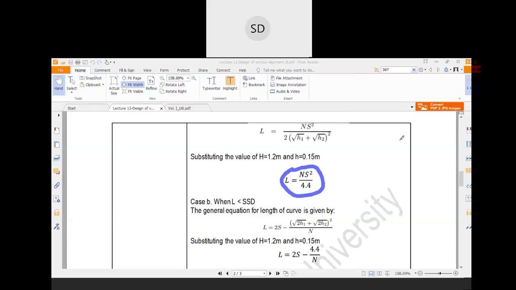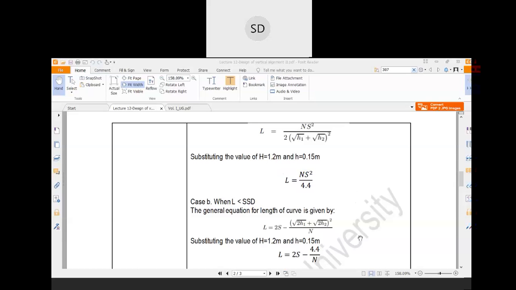Now after calculating the length, if you find that the length you have calculated is smaller than the stopping sight distance, then whatever assumption you took in your first step is incorrect. So you have to go for your second assumption.